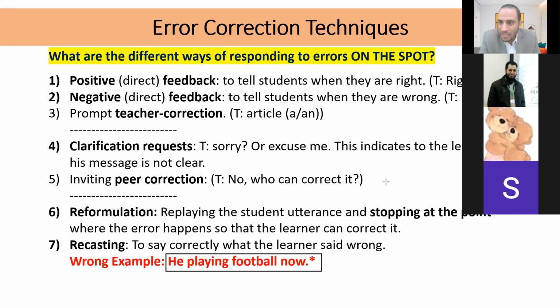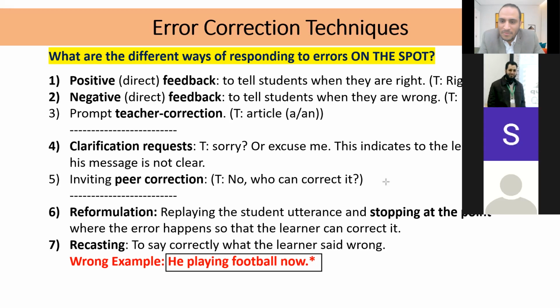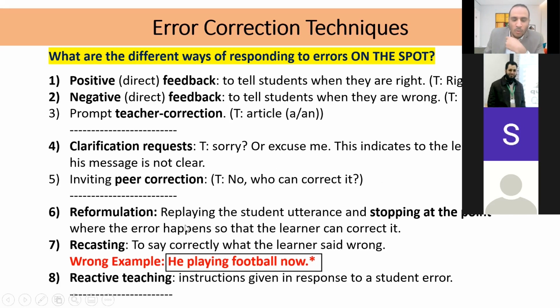Recasting is if you don't have much time for reformulation, you can just say what the student said in a correct way. The student said, "He playing football now." You say, "He's playing football now." That's simply it. The final one is reactive teaching.